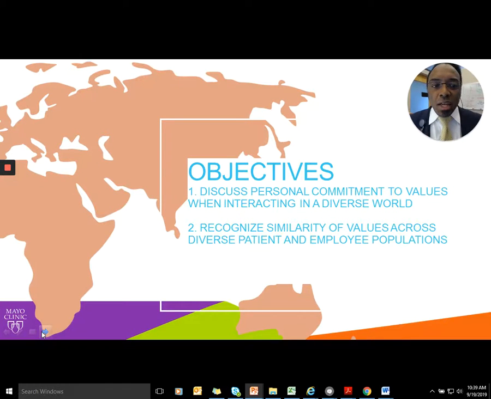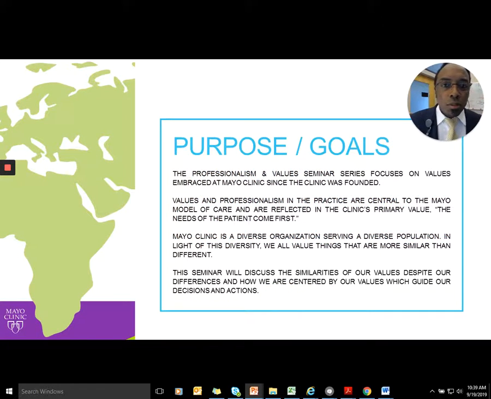And so some of the objectives are very clearly that we have to recognize that we want to discuss personal commitment to values when interacting in a diverse world. We also want to recognize the similarities of values across diverse patient and employee populations, right? So those two objectives are at the key of what we want to look at. We also recognize that this particular presentation is a part of a larger program conducted by professionalism and values, right? So please take some time and read this disclaimer and these sets of goals.